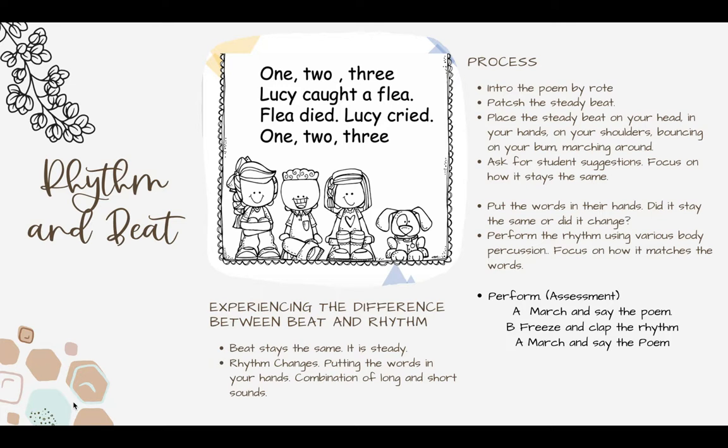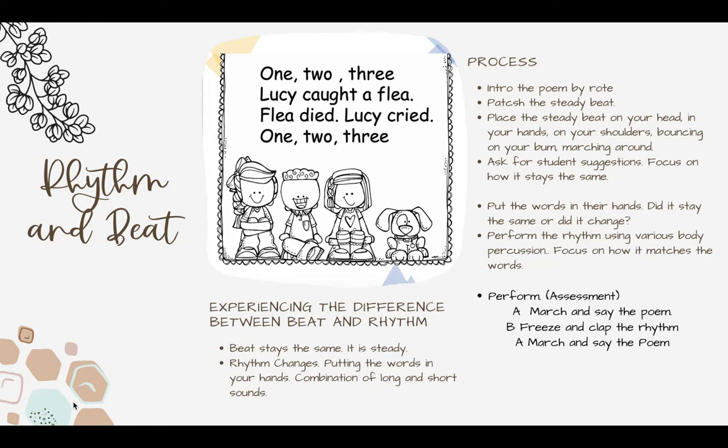And then we explore. We keep the steady beat in our laps, in our heads, in our shoulders, in our bums. We take the words and we put the words in our hands. We put the words in our laps. We feel that there is a definite difference between rhythm and beat. And then we put it together musically. You'll notice in every slide there is a form that I've included that you use to put everything you have learned together, because what we want to do is to keep our learning and our teaching musical.